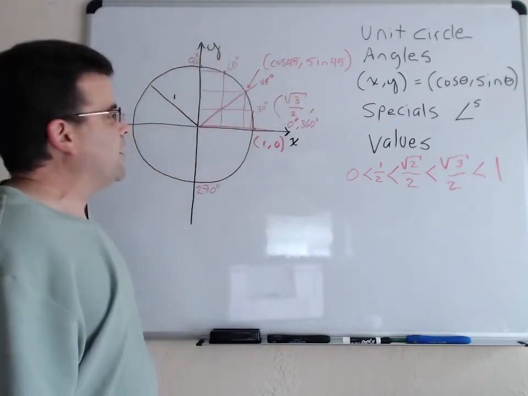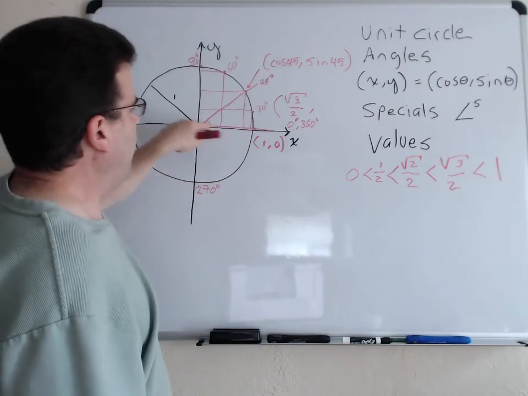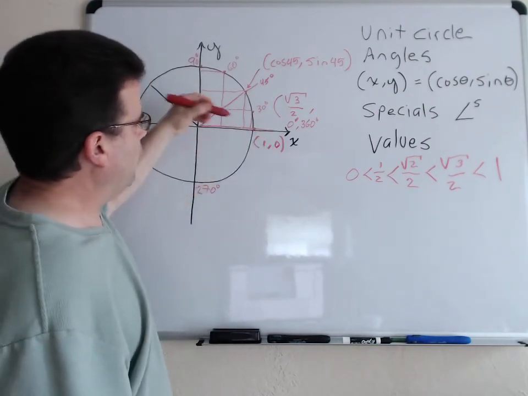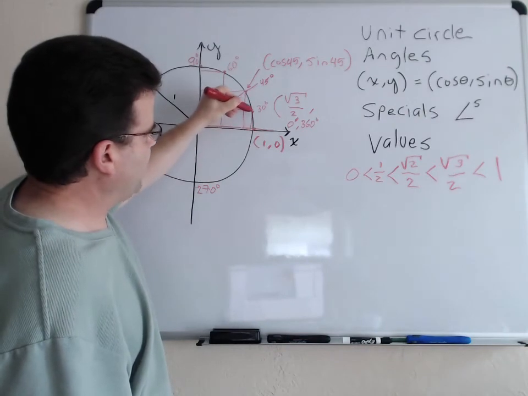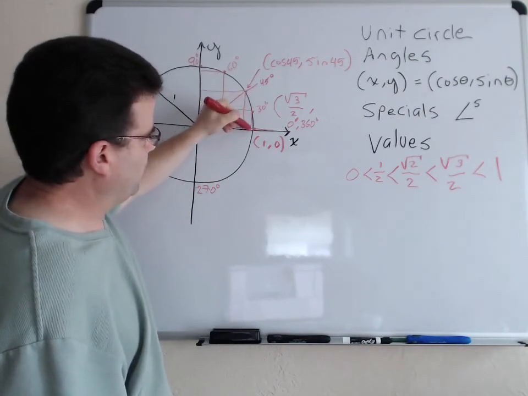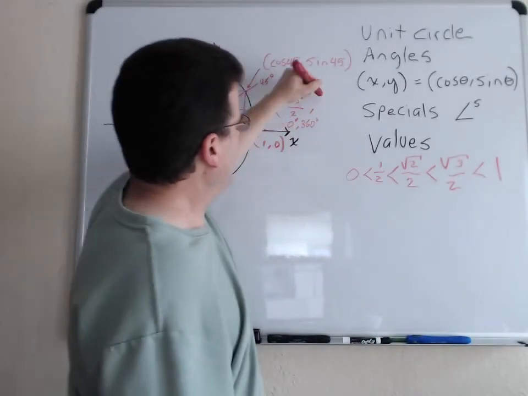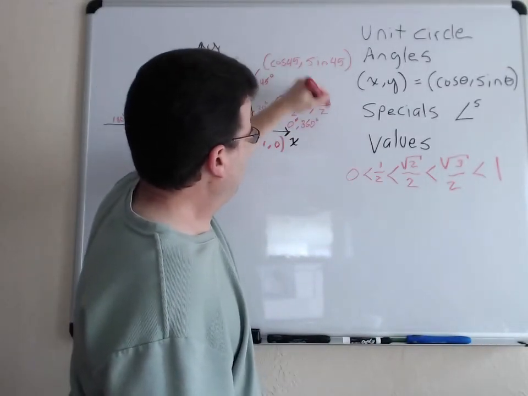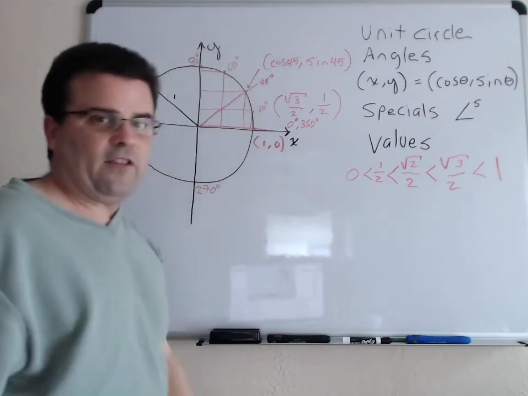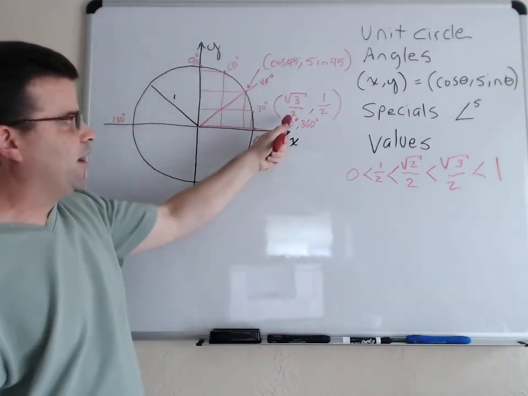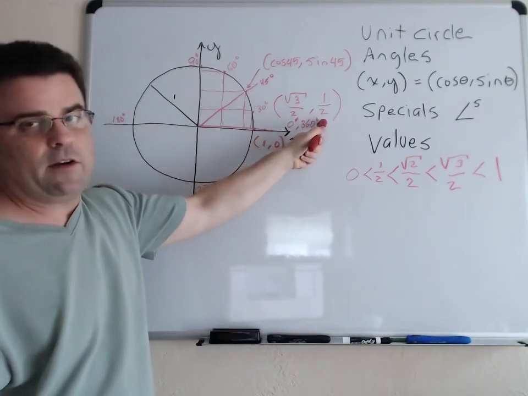And the y-coordinate, by the same reasoning, the y-coordinate at this point was 0. So this is going to be the second shortest distance. The second shortest will be this one, 1/2. And that's the x and y coordinates of that point right there. That's the cosine of 30 degrees and the sine of 30 degrees.